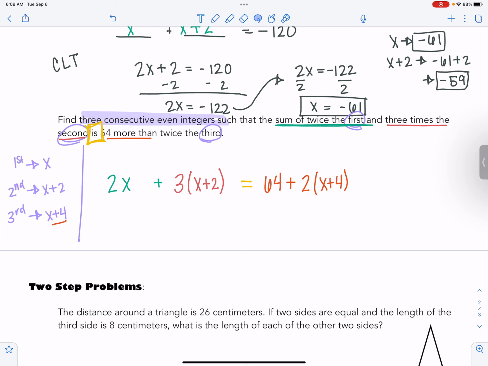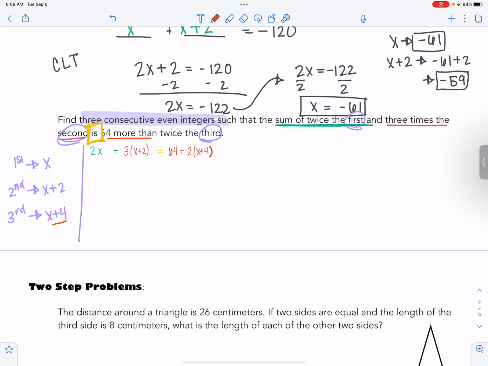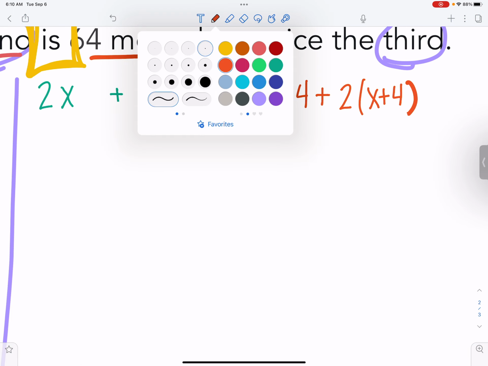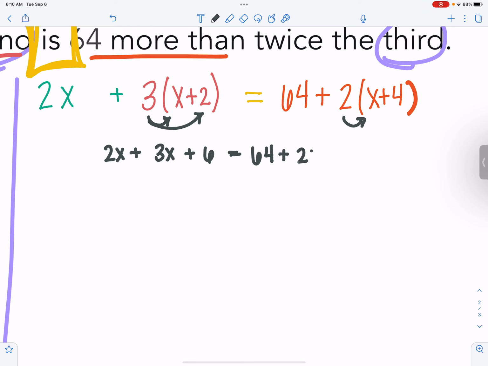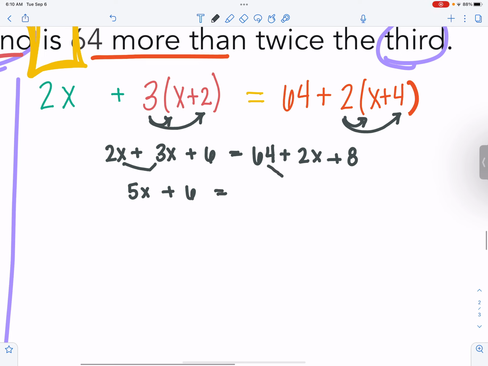Now that I've got that thing set up, it's just a matter of simplifying. And so what I'm going to do is go through and distribute these. So let's distribute. Three times x is going to give me 3x. 3 times 2 is going to give me 6. Carry down that 2x. Carry down the 64. Same thing. 2 times x, 2x. And 2 times 4, 8. Go through and combine up some like terms. I've got like terms on the left. 2x plus 3x is going to give me 5x. And then I've got 64 and 8 is going to give me 72 plus 2x.